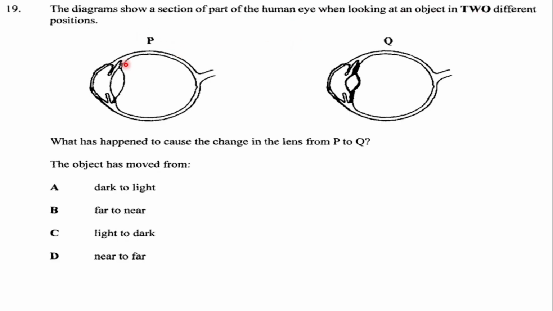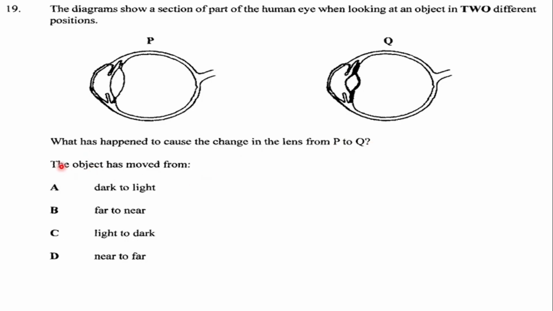So here we have P and here we have Q. What has happened to cause the change in the lens from P to Q? Notice that we do see a change from P to Q. So what has happened to cause this change in the lens from P to Q?